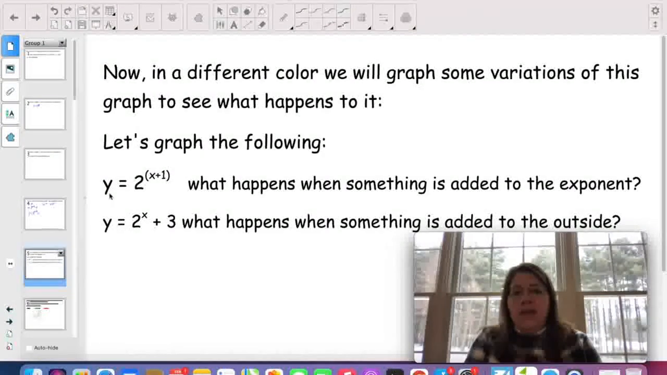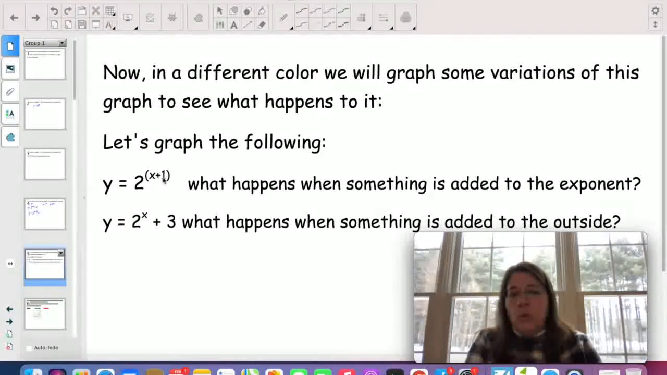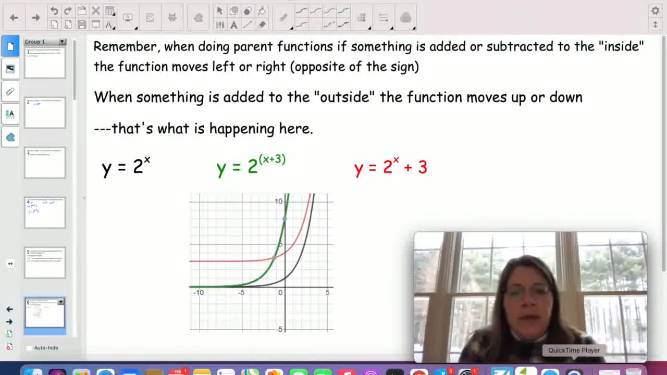So for this one, that y equals 2 to the x graph, since this plus 1 is on the inside of parentheses, I'm going to think about that transformation as it moving to the left 1 unit. For this one, since the plus 3 is on the outside of the exponent, that plus 3 on the outside, remember, moved up or down depending on whether this was plus or minus. If it was a plus, it moves up. If it was a minus, it moves down. So I'm going to say that this one from the parent graph y equals 2 to the x is moving up 3 units. So here I've got a graph of those 3 graphs put on the same coordinate system.